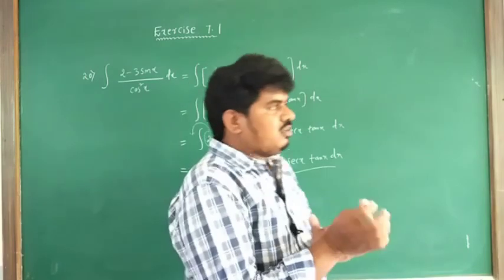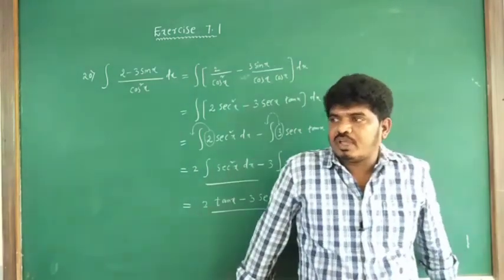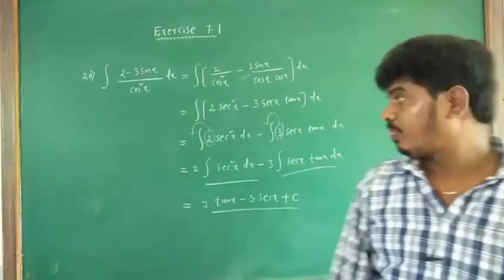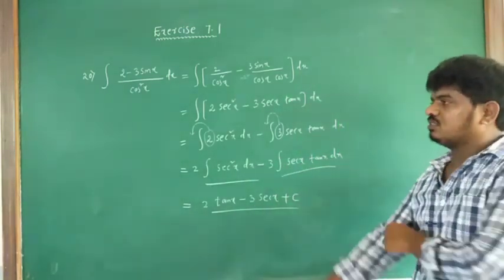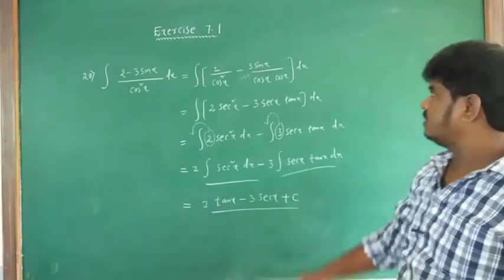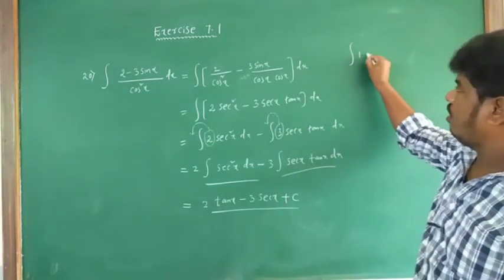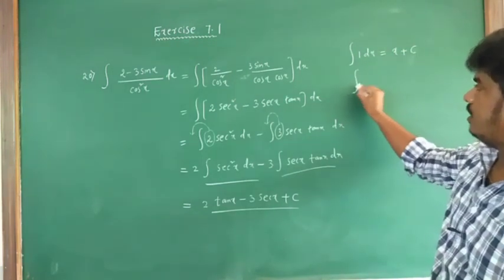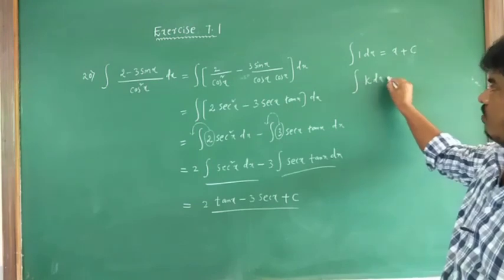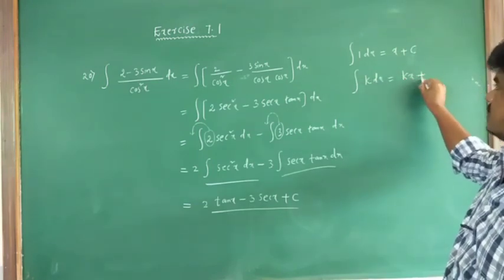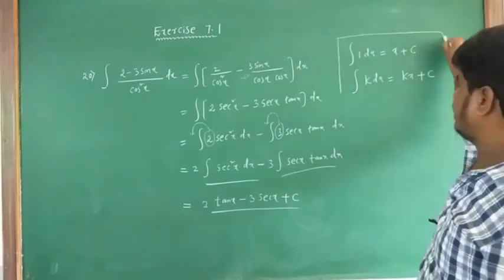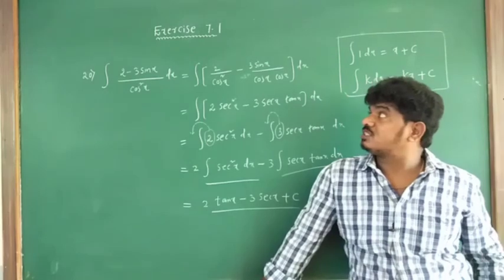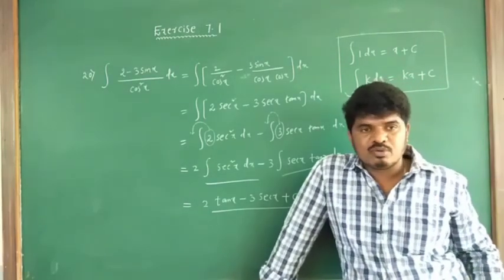Already I gave the two lists of formulae. In the first list we have 14, in the second list we have 13. Along with those I already mentioned, try to remember these also: the integral of 1 dx is equal to x plus c, and the integral of k dx is equal to kx plus c. Just try to add these two to those. Tomorrow we'll continue this 7.1. The remaining problems will be taught.